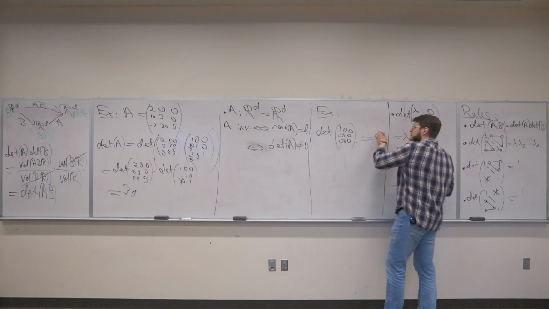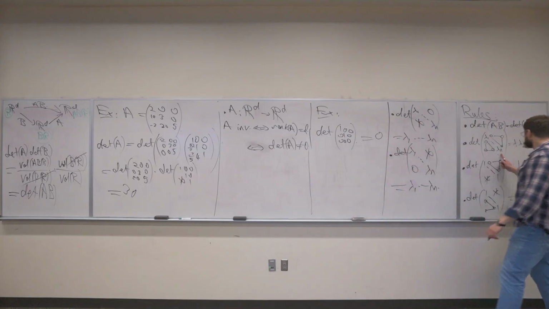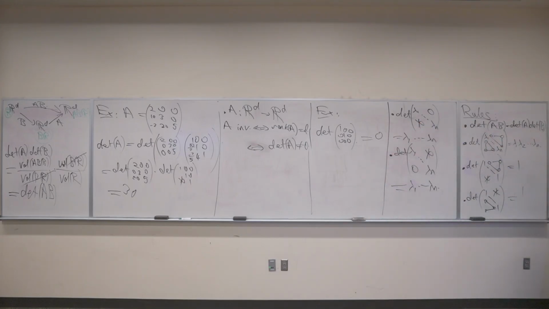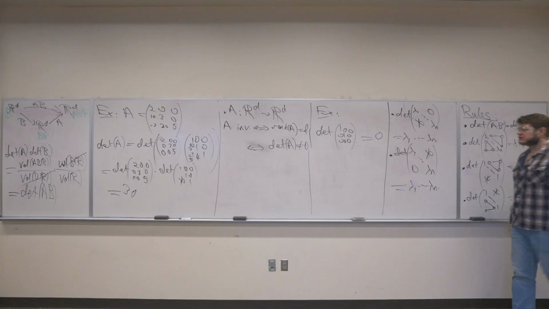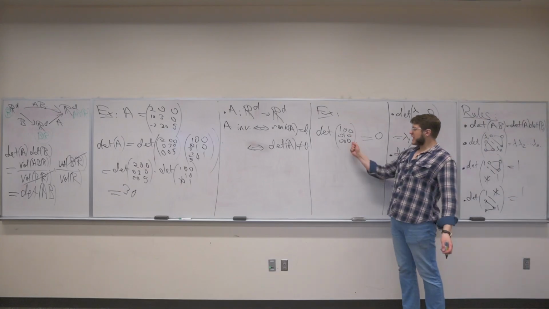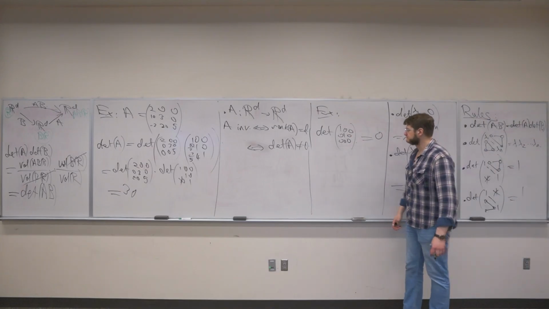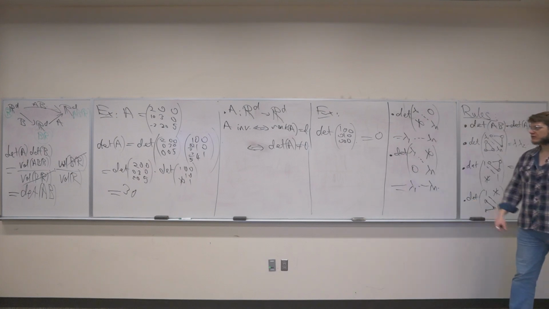Okay, this should be 0. Because we talked about how the determinant of a diagonal matrix is the product of the diagonal entries. If you have 1, 0 on the diagonal, that has to be 0.